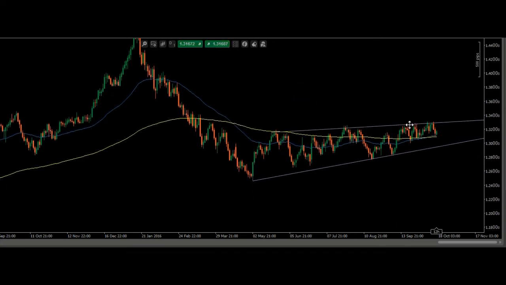What I mean by this is that price, once broken from here, which should be sometime in November, maybe somewhere around here, so anywhere between end of October and end of November. So let's put it from here to here.